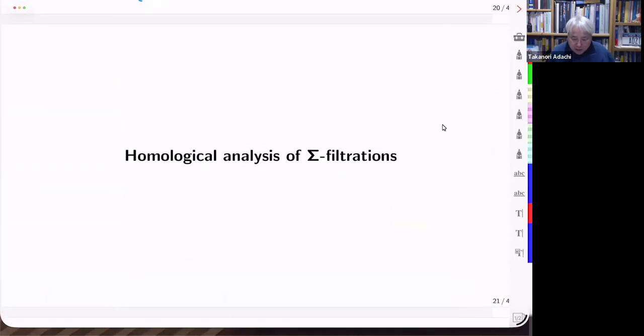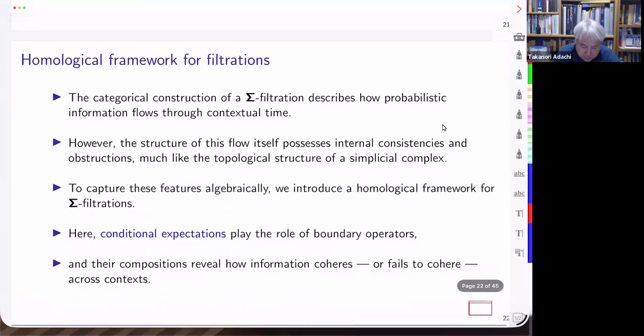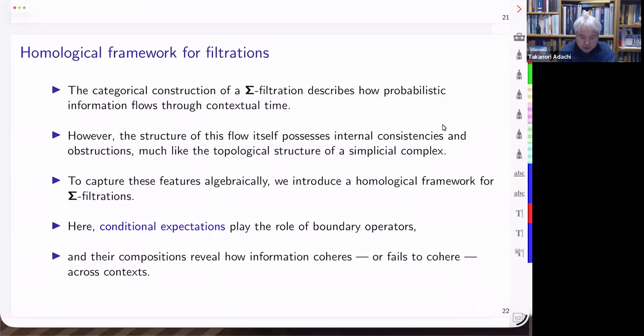Now we have defined the sigma filtrations. Then we make some small homological analysis from them. The idea is like this. The categorical construction of the sigma filtration describes how probabilistic information flows through the contextual time. So we have the time with the context, and we can define the information flow over that time. It's not a linear time; information comes from many pasts and converges now. This kind of thing we can define.